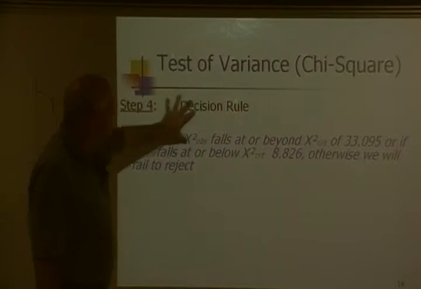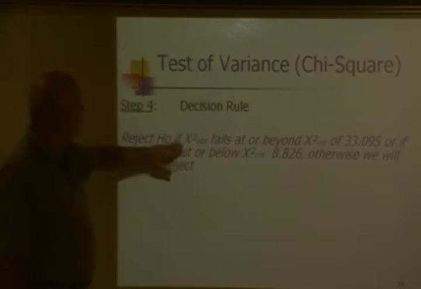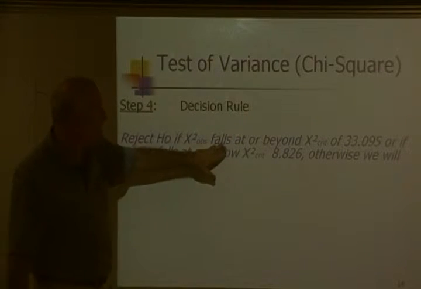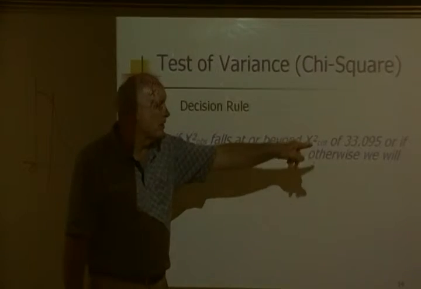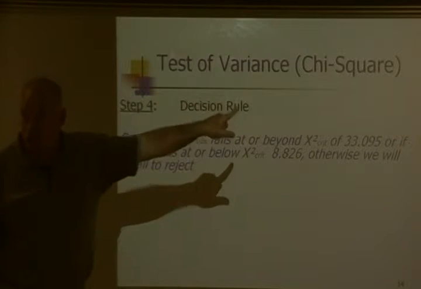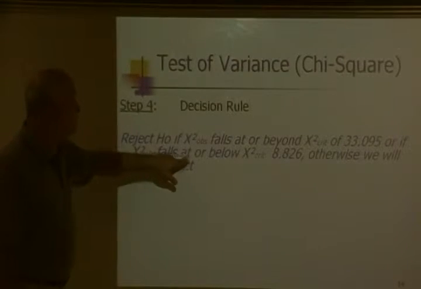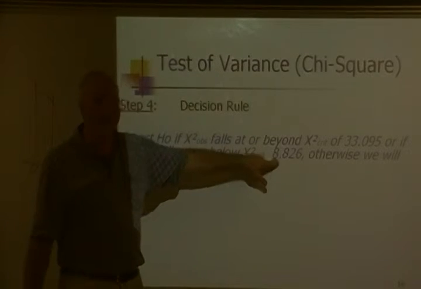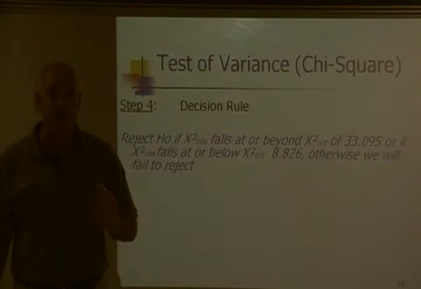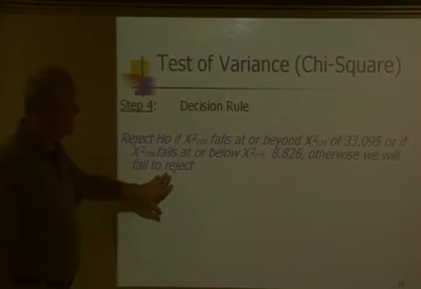All right, so our decision rule is we're going to reject the null hypothesis if chi-square observed falls at or beyond chi-square critical of 33.095. That's the interpolated value. Okay? Or if chi-square observed falls at or below chi-square critical of 8.826. That's the interpolated value. Otherwise, we will fail to reject.